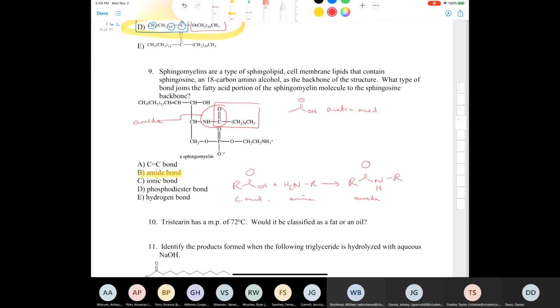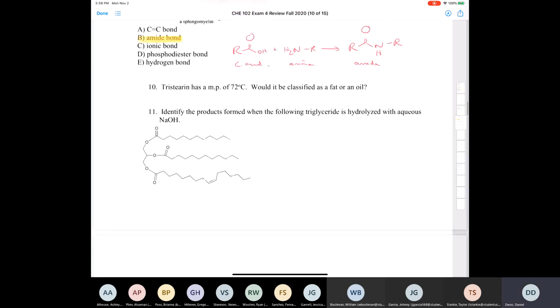All right, let's move on to number 16. It says tristearin has a melting point of 72 degrees Celsius. Would it be classified as a fat or an oil? Could anybody help me out with that one? It doesn't melt until 72 degrees Celsius. That's pretty hot. Doesn't melt until you heat it up to 72 degrees Celsius. Would it be a fat or an oil? Could anybody answer this question?